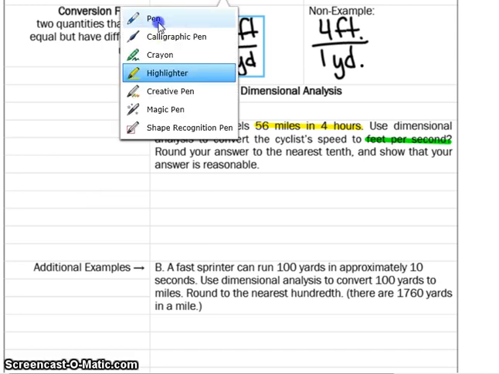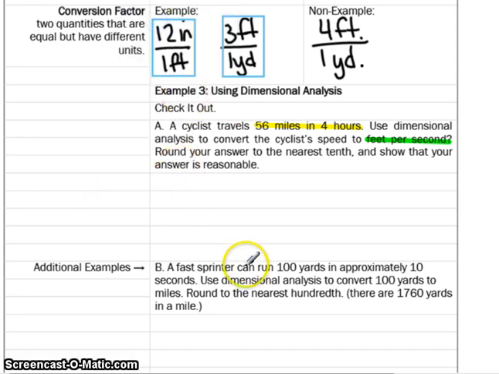We have just read example 3a, and we know that we are converting 56 miles to feet and 4 hours to seconds. So we are going to set this up since we are converting two units. I'm going to put this in the middle, 56 miles and 4 hours. Alright, so I'm going to have to work both ways since I'm converting both units.